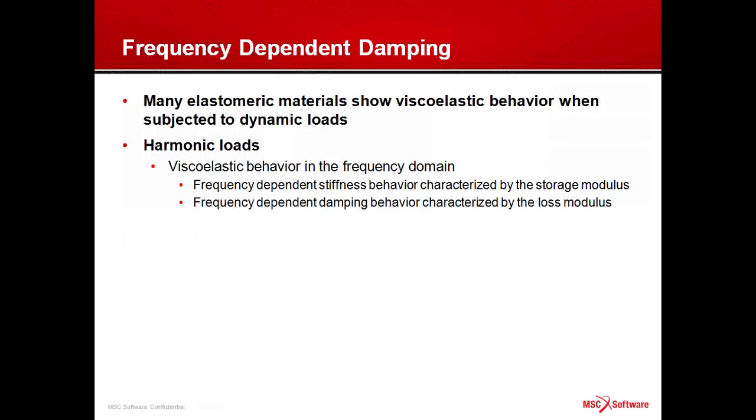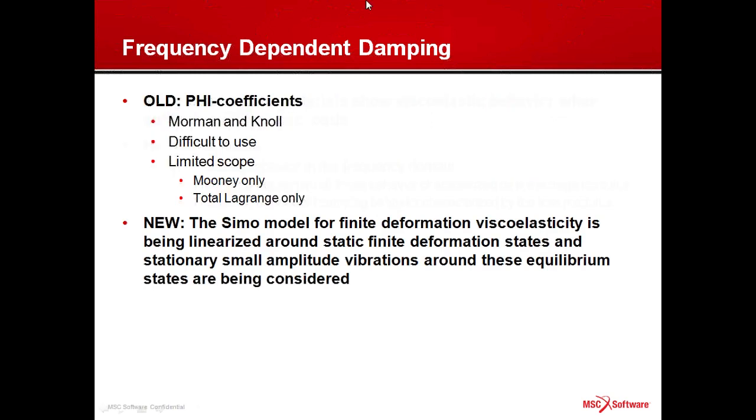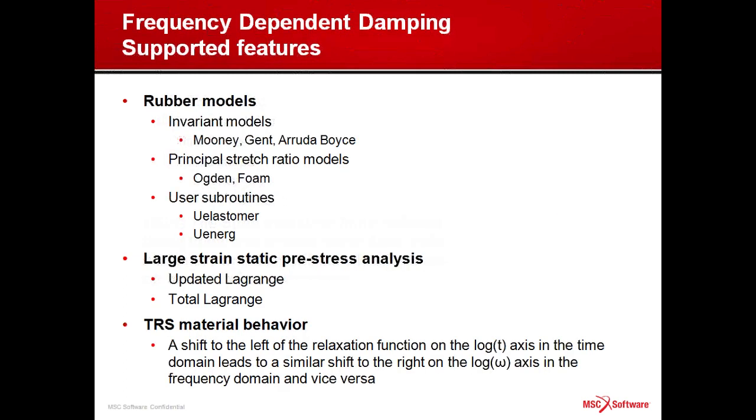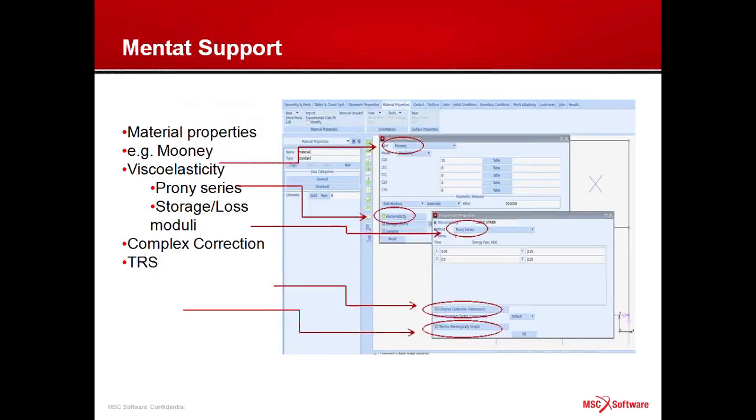What we can think about is if you would do a test and look at the storage modulus, that contributes really to the stiffness. The loss modulus contributes to the damping. We had a capability before, for close to 30 years. It was called Prony coefficients. It was based upon the Kelvin-Voigt model. It was very limited in scope. So the new model is much more general. It can be used for either total Lagrange or updated Lagrange, and with all the conventional rubber models, and it can even be used in conjunction with thermo-rheologically simple materials.